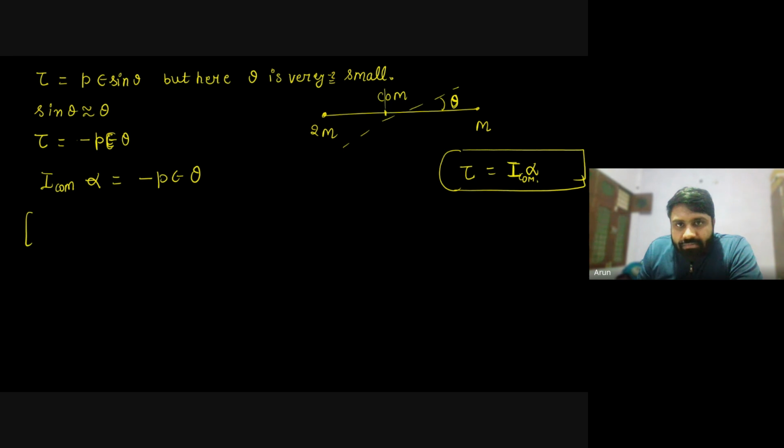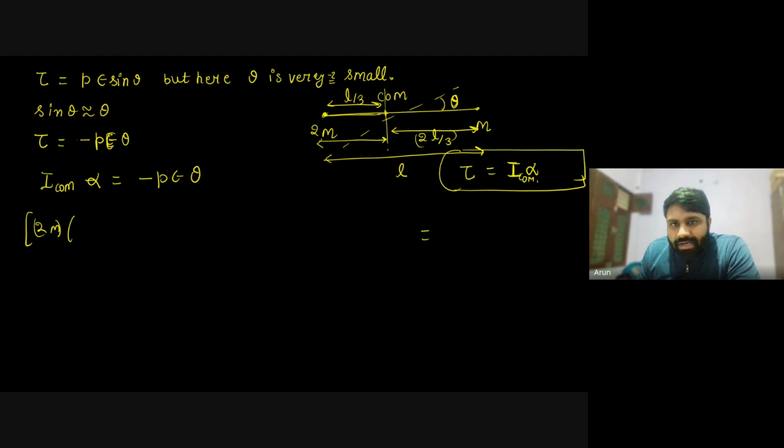Now, I is very simple to calculate from the center of mass. It is mass 2m into the distance from the origin, and we have taken the origin at the center of mass. So what is this distance? Because the total distance given here is L, this distance will become L by 3 and this distance will become 2L by 3. Got it? How? For that, we equate: 2m into x1 plus m into x2, divided by 2m plus m. In this equation, we know that x1 plus x2 is L. So from that expression.